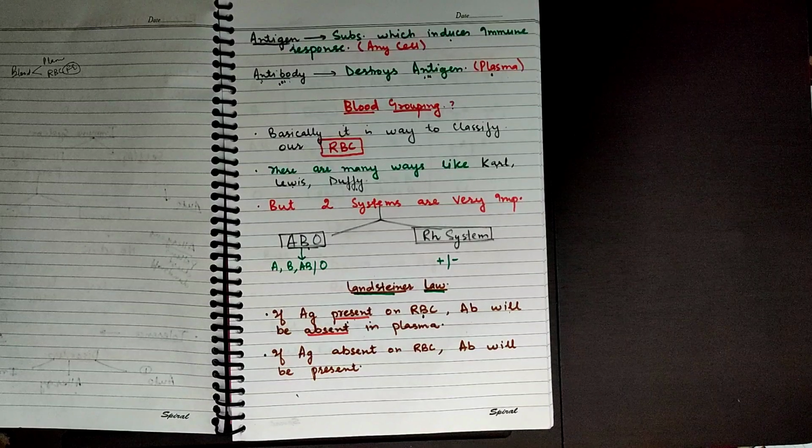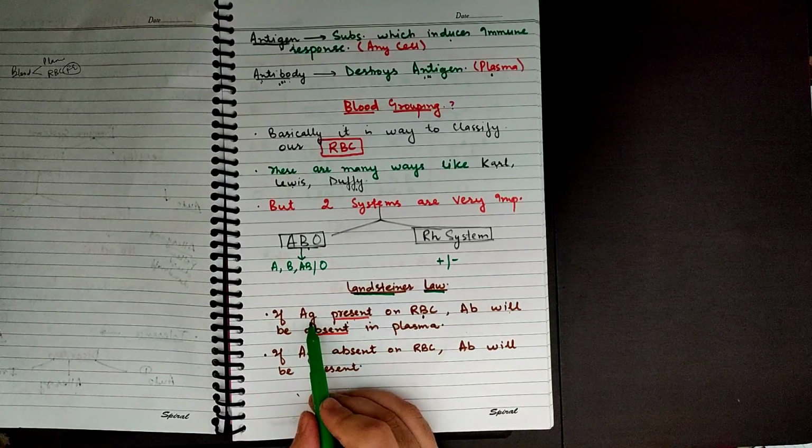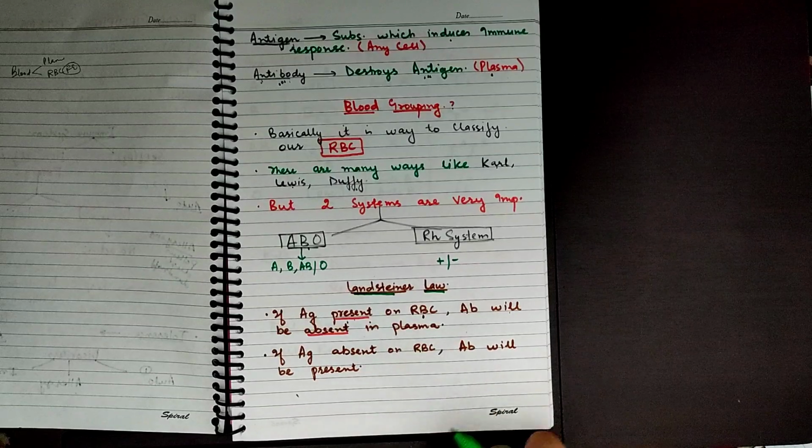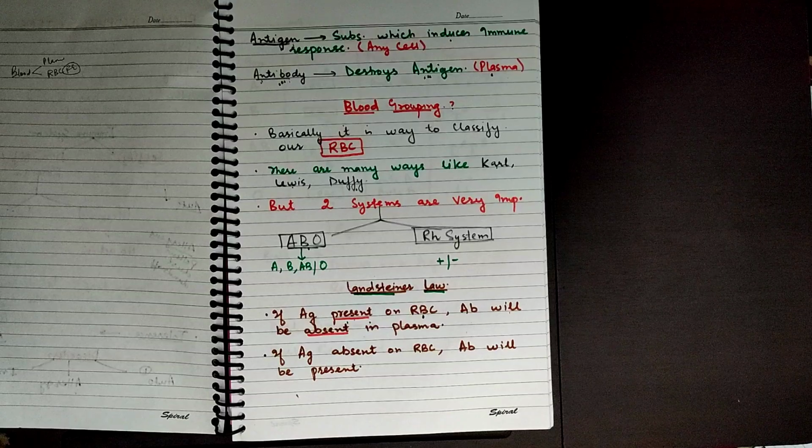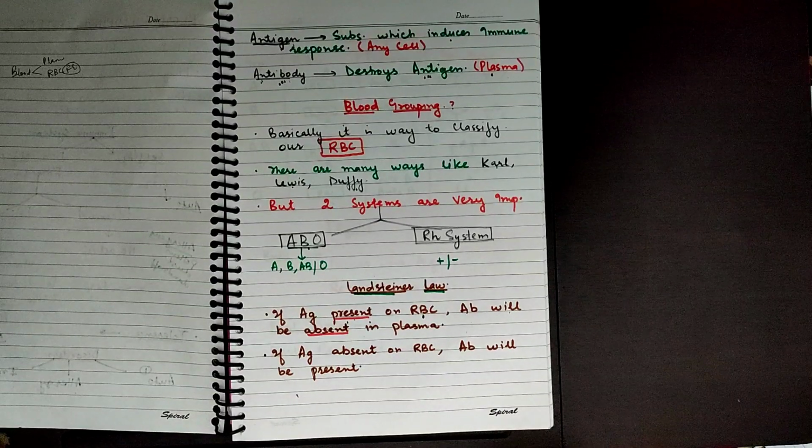What this means is, if your RBC has A antigen, then anti-A antibody will never be present in the plasma, because if that antibody were present, it would destroy your own cells. This is the first part. If antigen is present, antibody will be absent. Similarly, if your blood group is B, your RBC will have B antigen, and your plasma will never contain anti-B antibody. This is the first part.